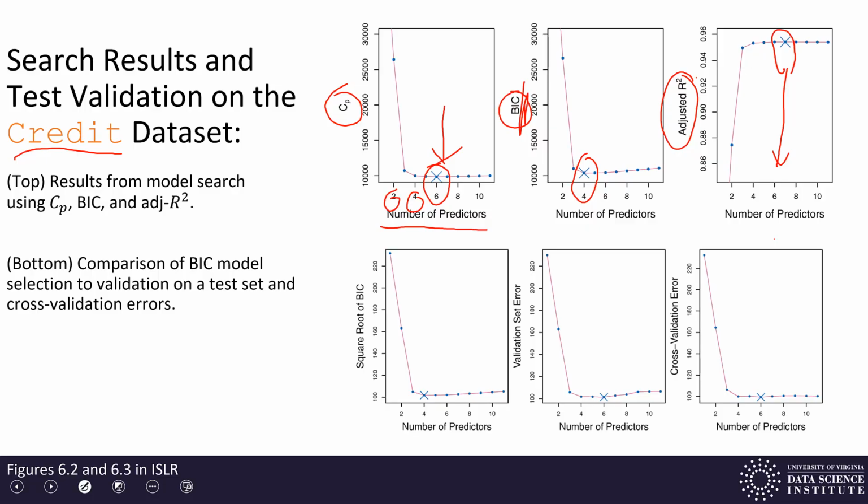That doesn't mean that it's better or worse, it's just worth knowing as part of the characteristics of these different methods. On the bottom row, we're going to compare the BIC model selection to cross-validation. The BIC says the best model is size 4, but we talked about how you don't have to use these methods, you could use cross-validation to pick among the different models. And so validation set error and cross-validation gives us models of size 6.